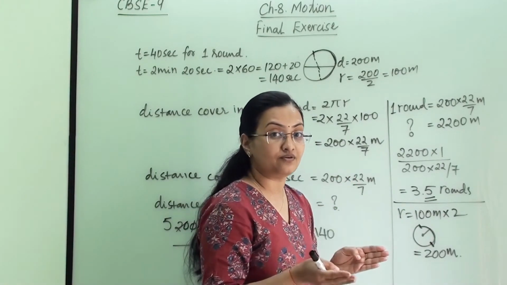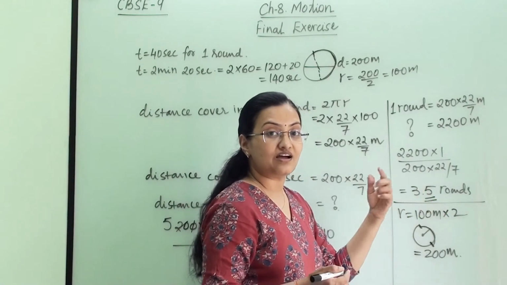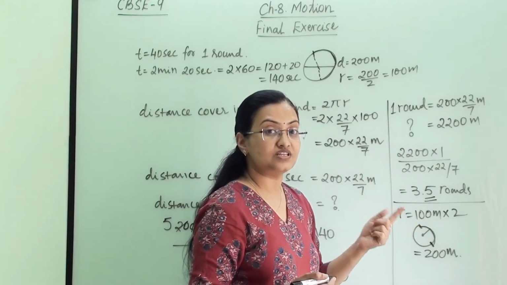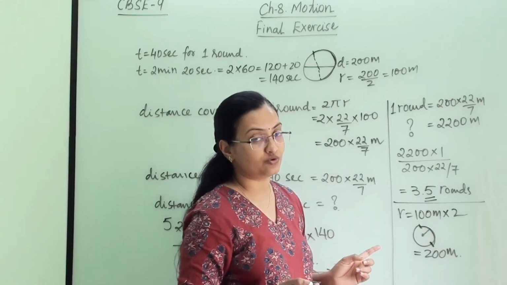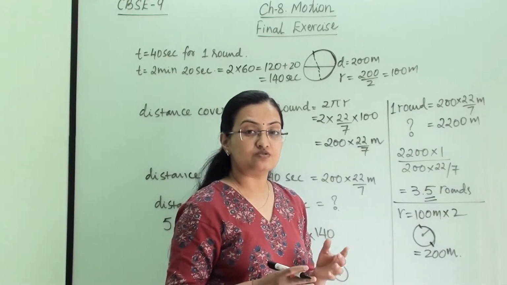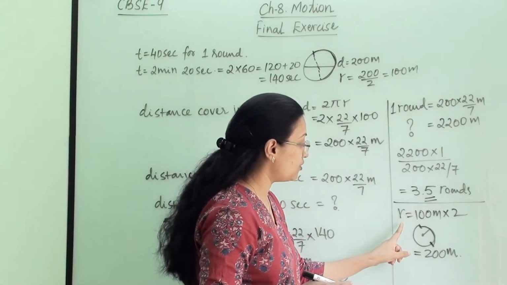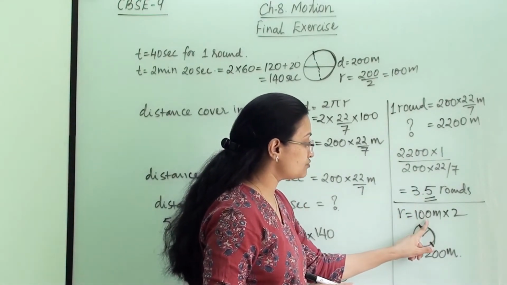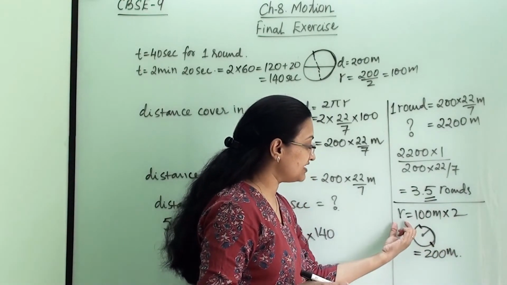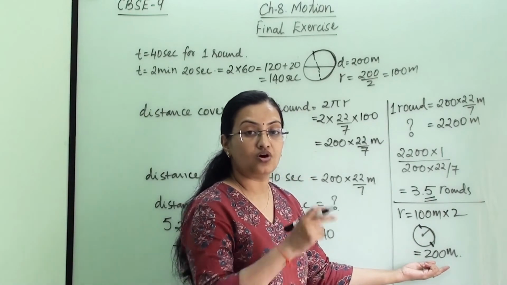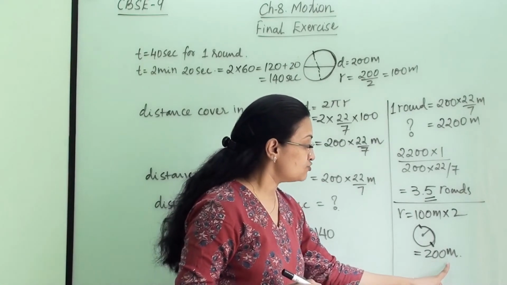After 3.5 rounds, his displacement will be only for half a round, because at the end of the third round his displacement will be 0, as his initial and final positions are the same. So we have to calculate his displacement for only the last half round. How will we calculate that? R equals 100 into 2. When we multiply 2 with the radius, we get the distance for half a circle, and that is 200 meter.